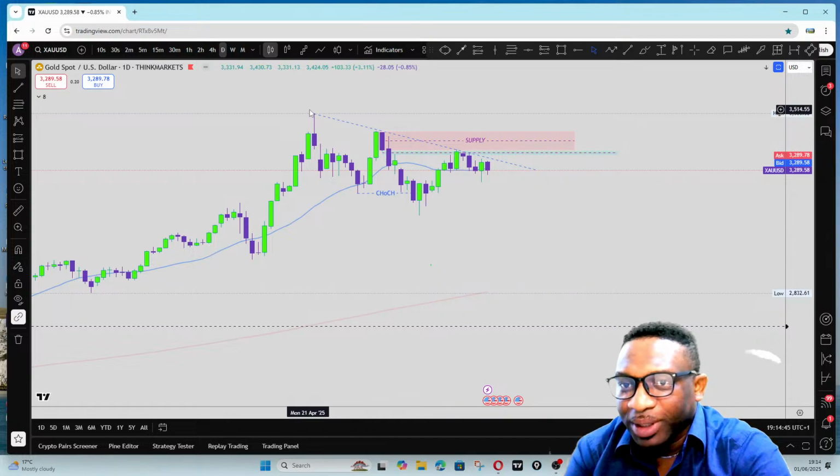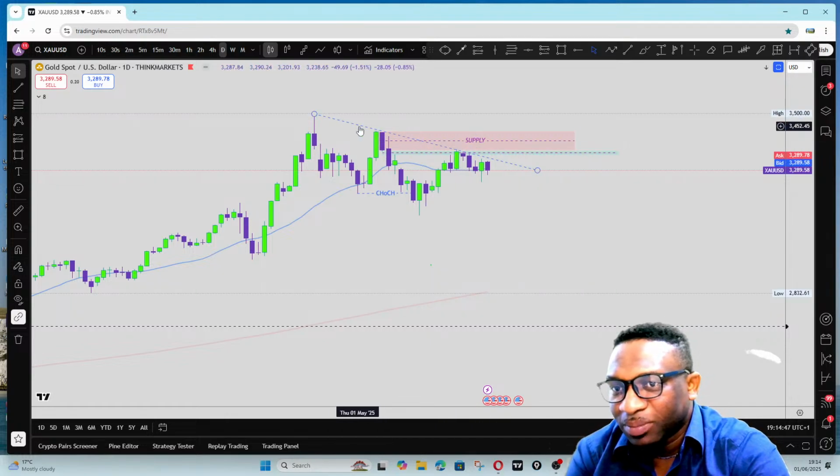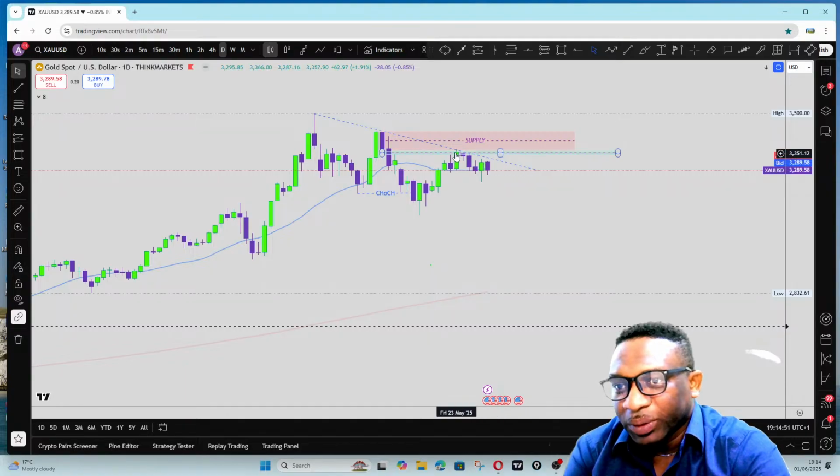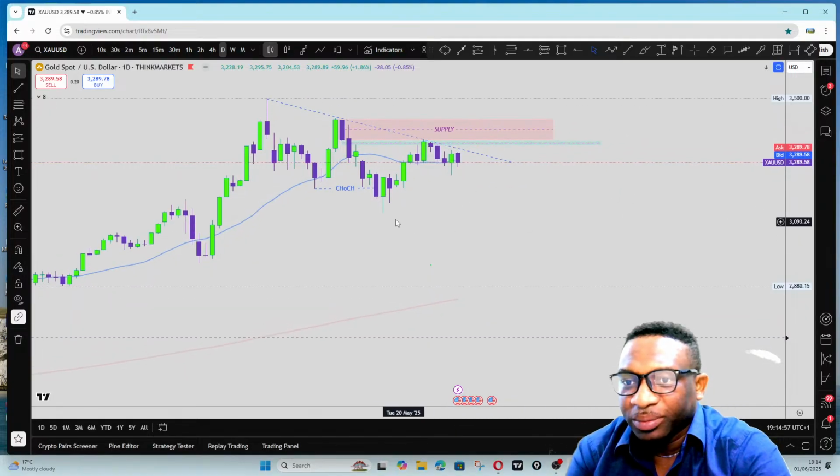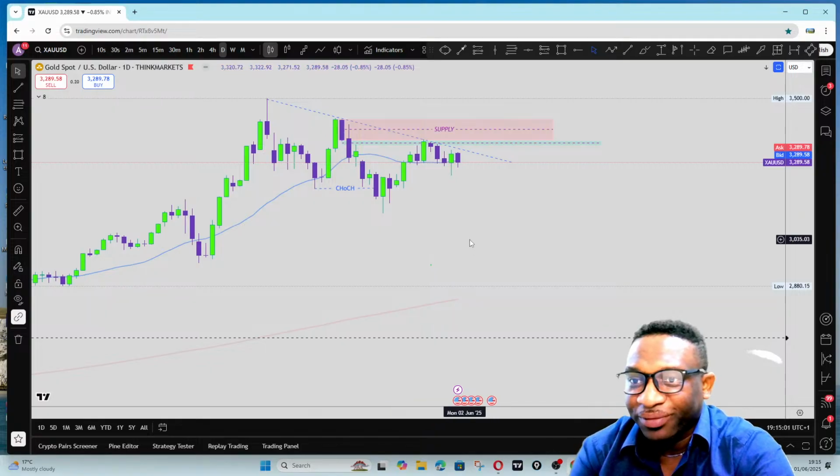Also with this trend line here, we can see how price has been respecting it. So your entry down here, your target is the next area that we identify on the chart as an institutional reference point.